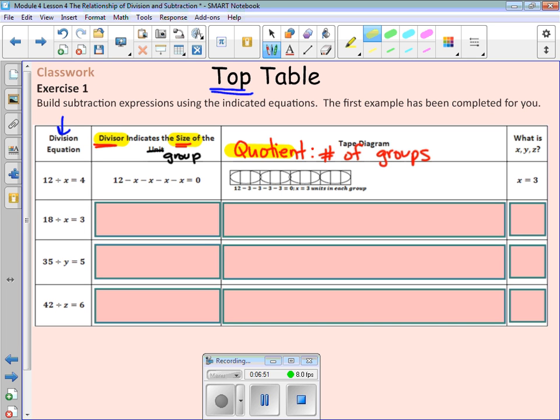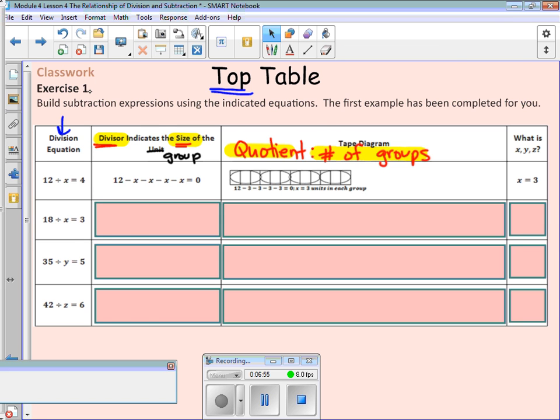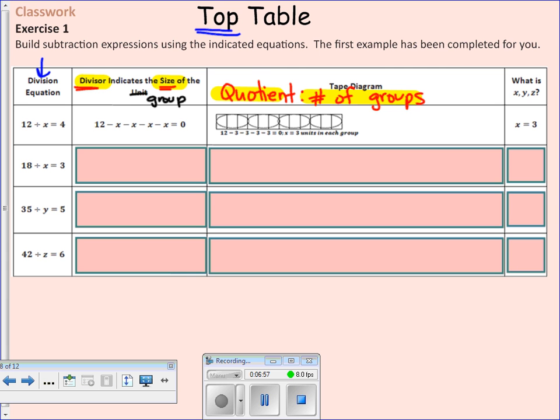So the quotient is the number of groups. Write that down.